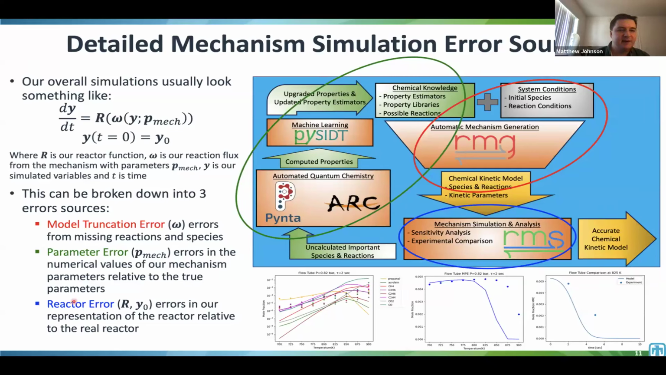And then there's parameter error, which is associated with errors in your PMEC, errors in the numerical value of your rate coefficients and thermochemical parameters. And lastly, reactor error, which is errors in your representation of your reactor relative to the real reactor you're comparing against. And these roughly correspond to these three different sections of the workflow.